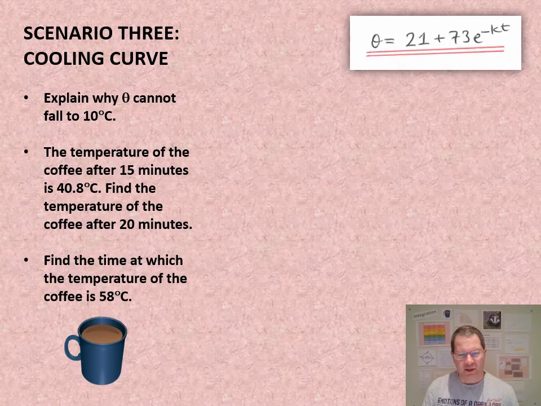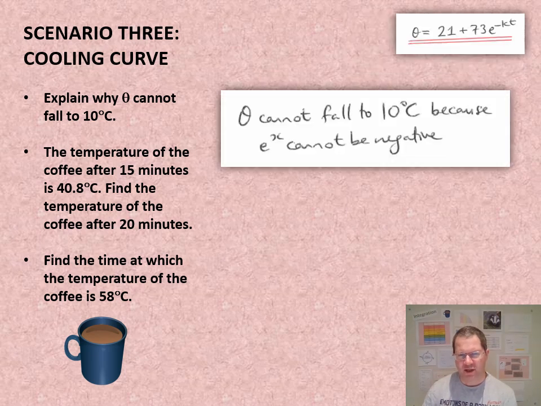And then to complete our final scenario, we've been asked 3 questions. Explain why theta cannot fall to 10 degrees Celsius. The temperature of the coffee after 15 minutes is 40.8 degrees Celsius. Find the temperature of the coffee after 20 minutes. And finally, find the time at which the temperature of the coffee is 58 degrees Celsius. So, explain why theta cannot fall to 10 degrees Celsius. Well, we already know for physical reasons and from the graph that it's impossible for the temperature of the coffee to go below room temperature.